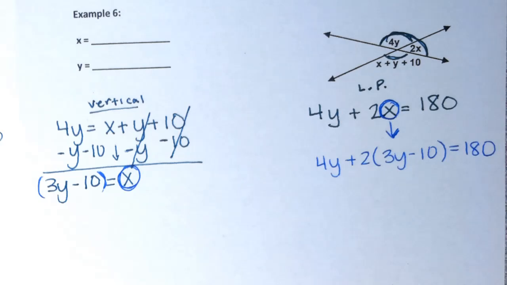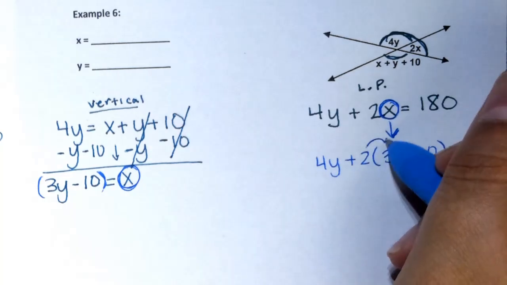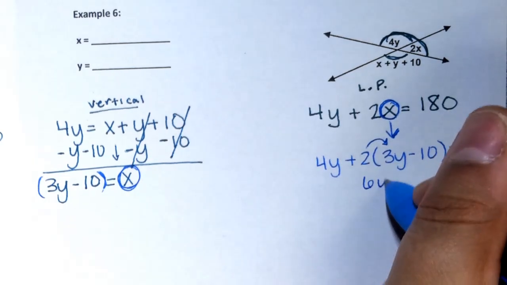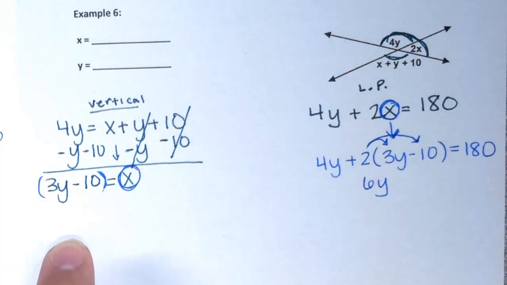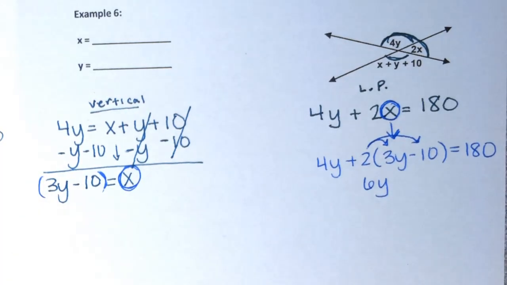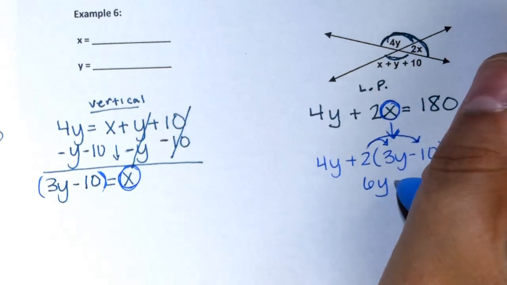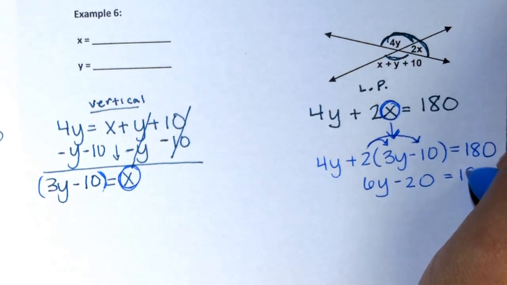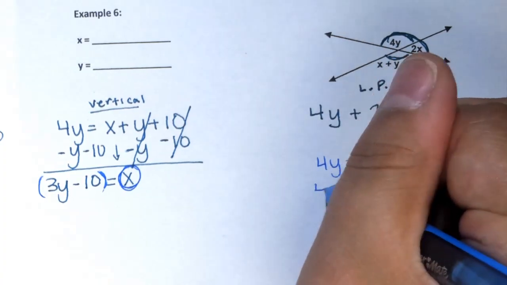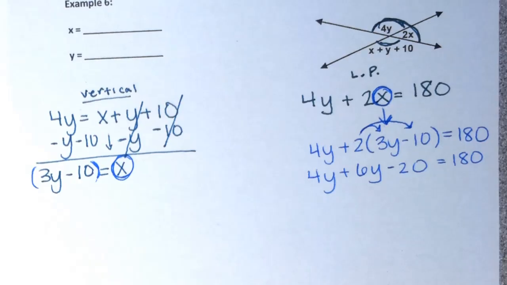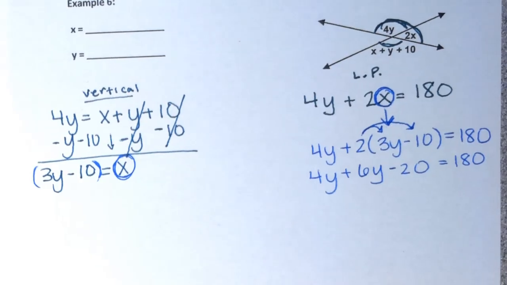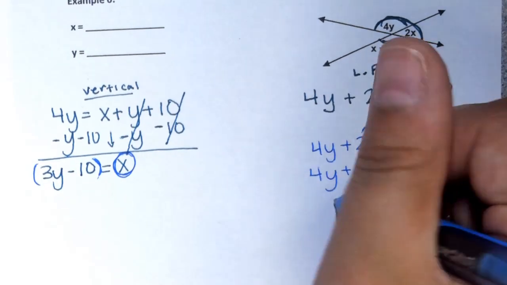What do I do now? Combine like terms. Before I do that, 2 times 3y is, 2 times, that's why I had the parentheses. I don't want you to forget them. Because if you forget those parentheses, you're just going to end up with 23 or something like that. Okay? What's 2 times negative 10? Negative 20. And now, isn't this kind of a, not easy, but easier equation y'all done a bunch of times already? What do I do? 4y plus 6y.